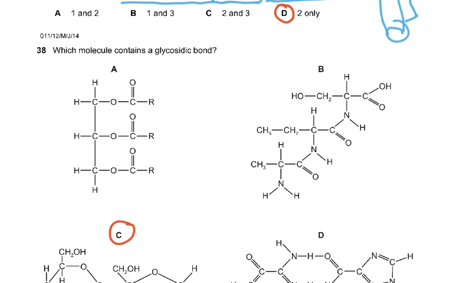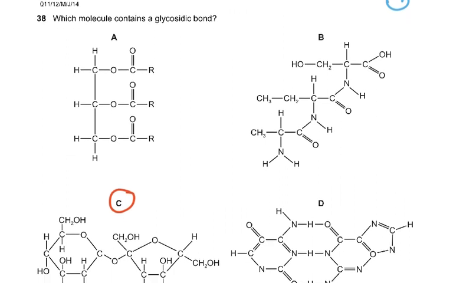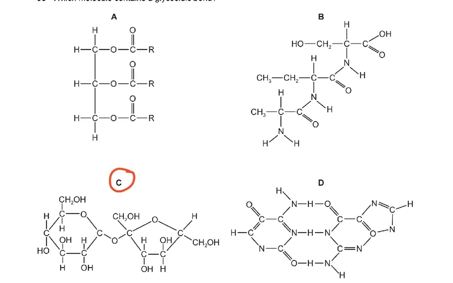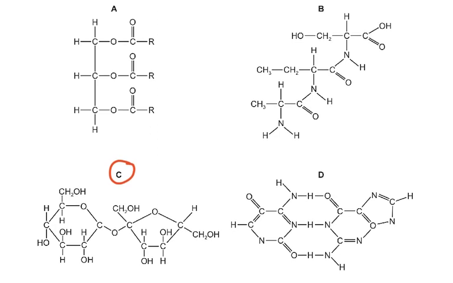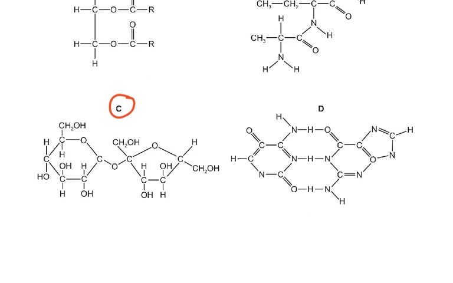Then coming to question number 38, which molecules contain a glycosidic bond? Now there are of course 4 of them here. I will have to just slide it a little up. So you have to understand glycosidic bond, and that was, of course, what you have to pick. It's a little difficult. I find it a little difficult for you all to do this. So the answer was C.